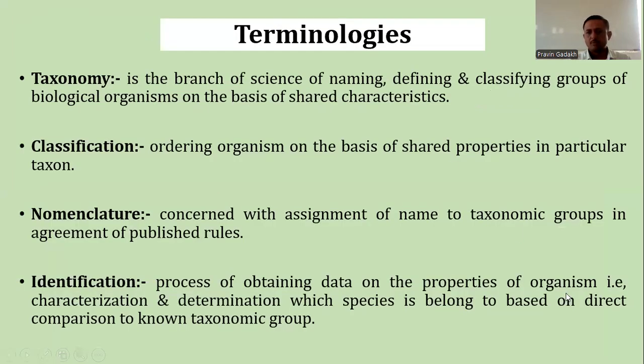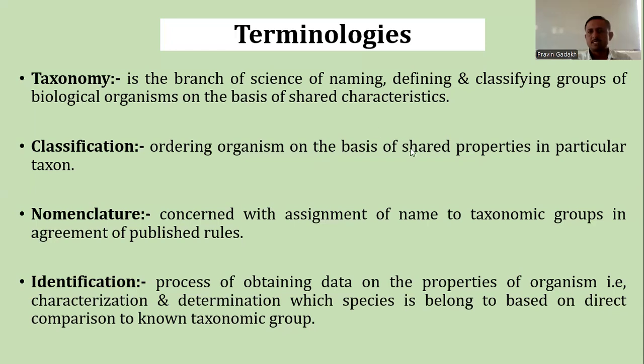Now, before moving forward, we have to know about the different terminologies which can be used for the classification system, or we can say taxonomy. It is again a branch of science which is used for the classification and proper arrangement of different organisms into their proper position. So before moving forward, we have to know what are the different terminologies we use in case of taxonomy. So what is meant by taxonomy?